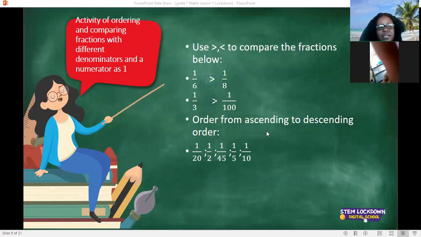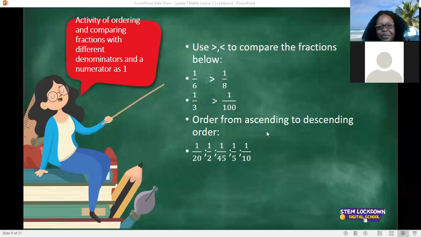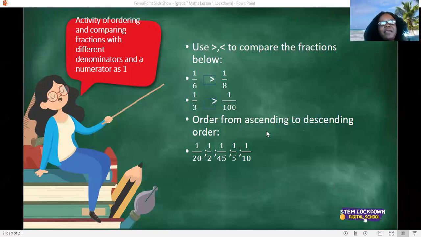So looking at those fractions, we have 1 over 20, we have a half, and then we have 1 over 45, and then 1 over 5, and then 1 over 10. If you have a pen with you, I'm sure you have written from smallest: the smallest fraction there is 1 over 45, followed by 1 over 20, followed by 1 over 10, followed by 1 over 5, and the last one is a half.